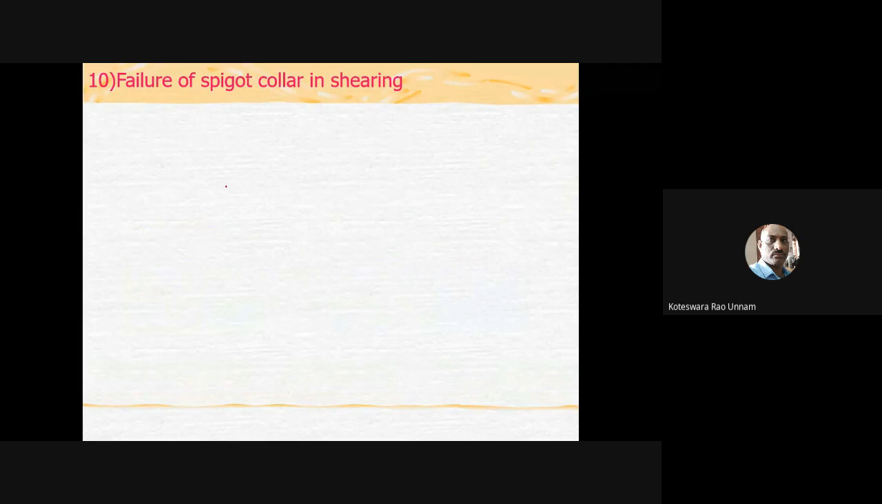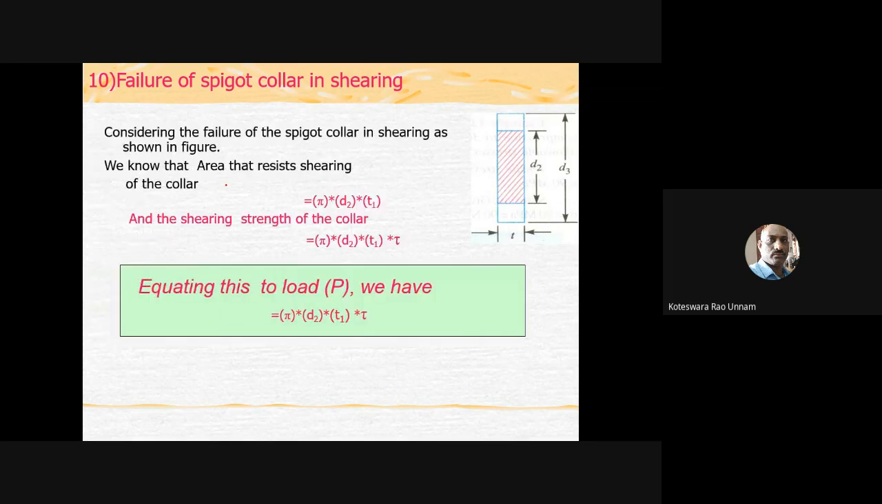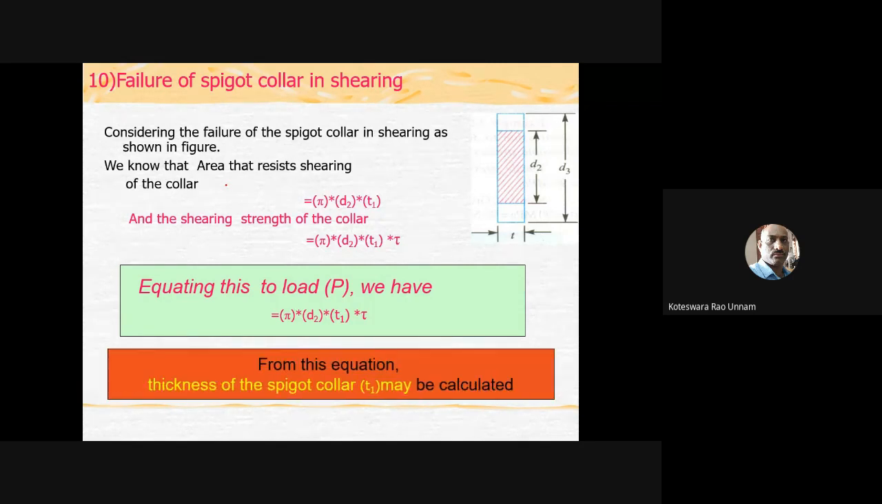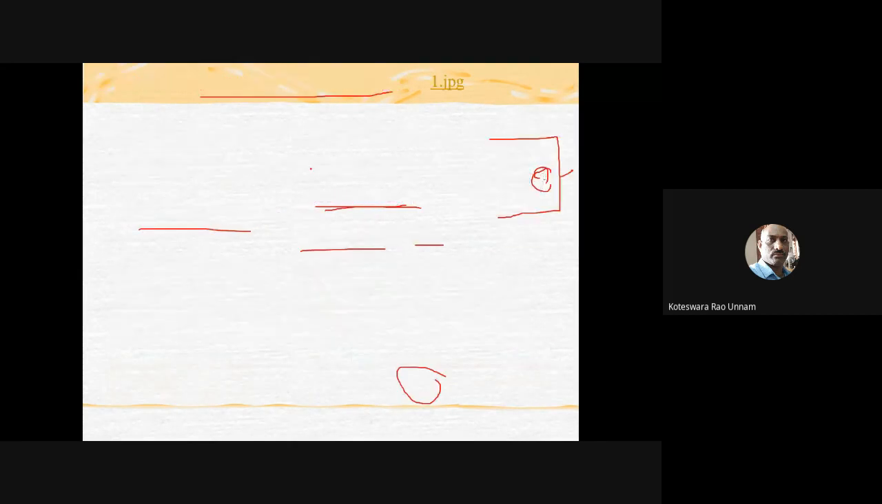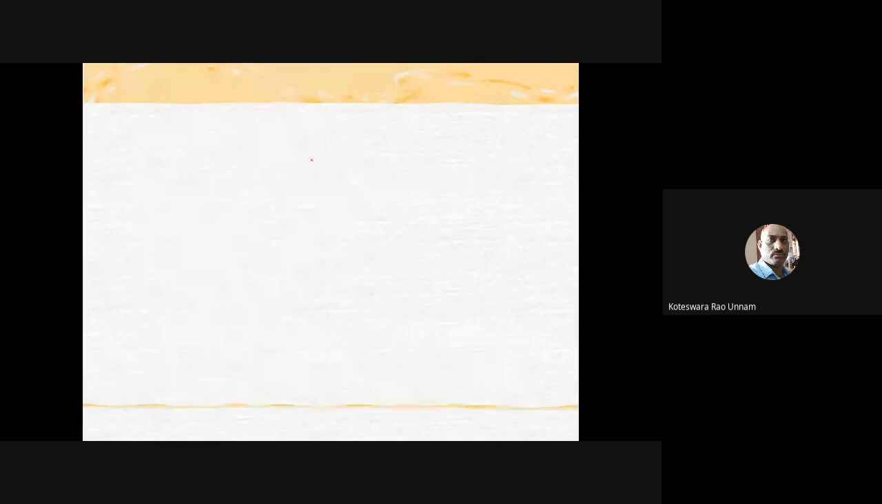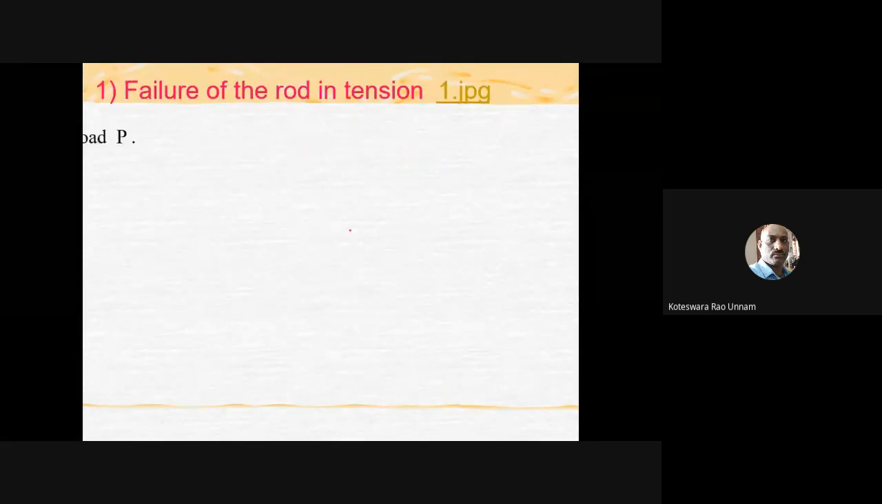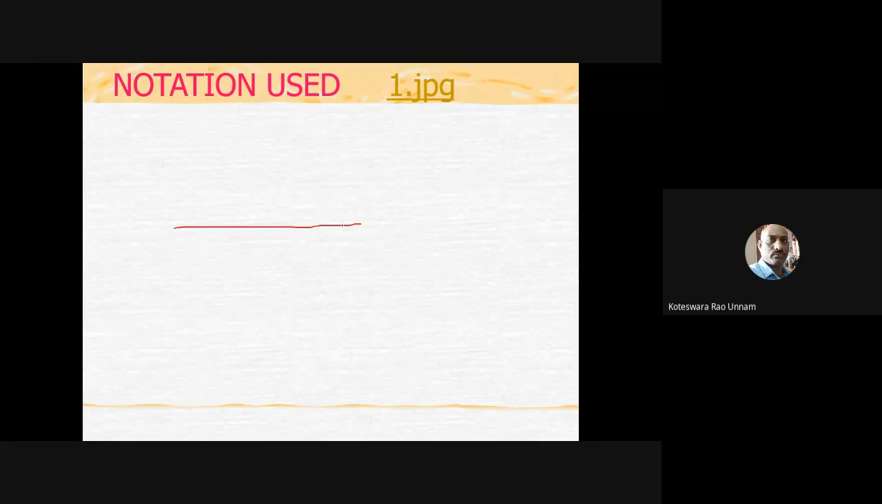Then failure of spigot collar in shearing. I think we already did this. No, here we need to calculate T1. What is T1? You can go back to the diagram and see T1. It is the thickness of the spigot collar.